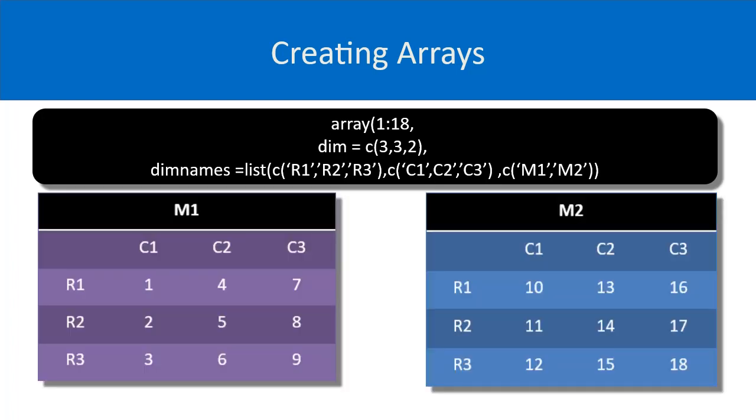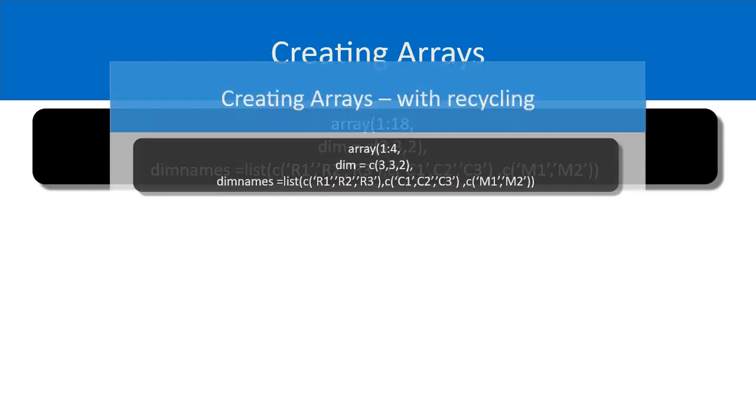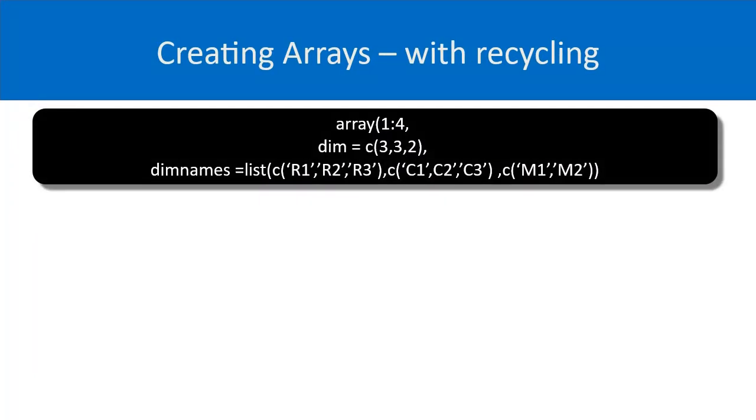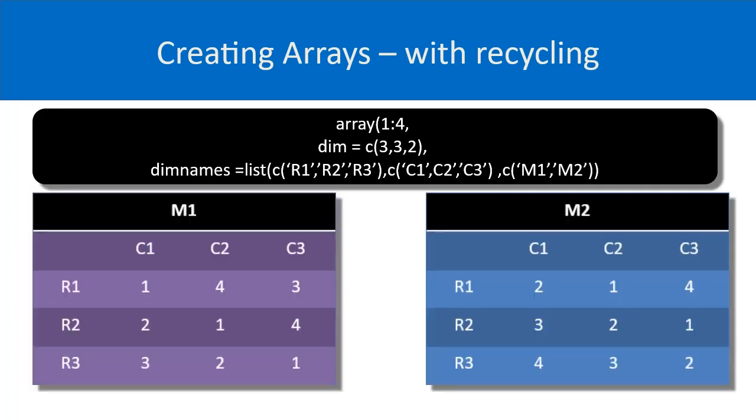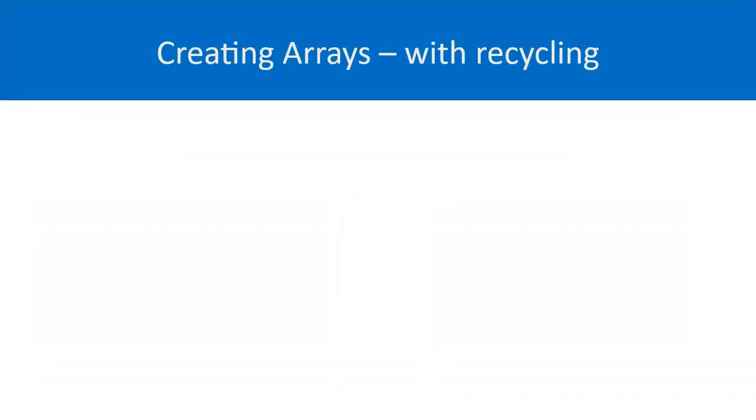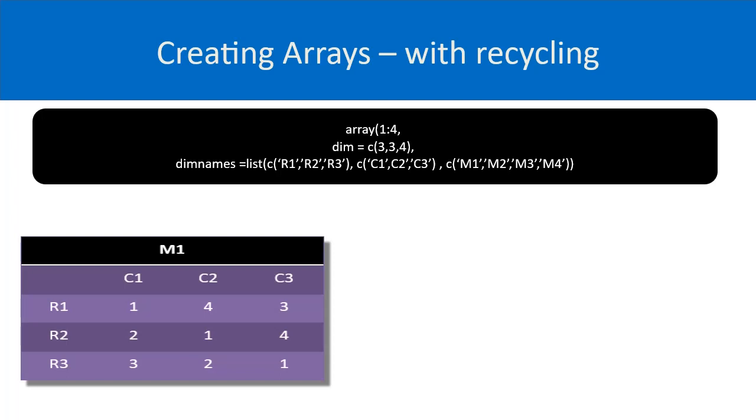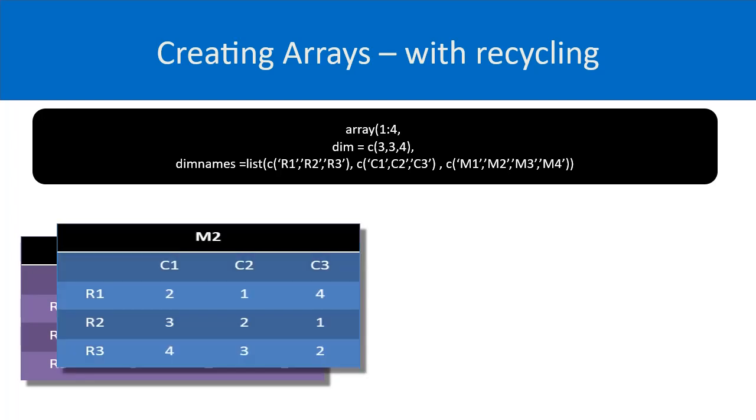In this example, for the dimension 3 by 3 by 2, we needed 18 data elements and we provided 18 integers. What if we provide fewer elements than required? In that case, R will recycle. Here we have given data as 1:4. R simply recycles this input for all the 18 cells. This is another example where we want 2 more matrices with the same data. R provides 4 matrices, again by recycling.